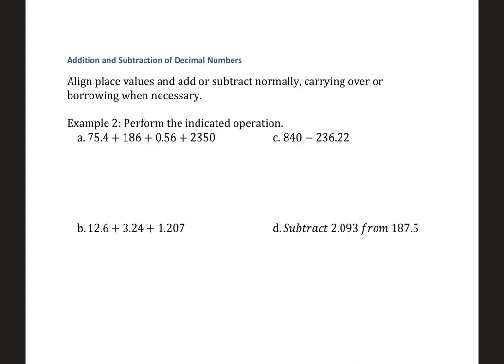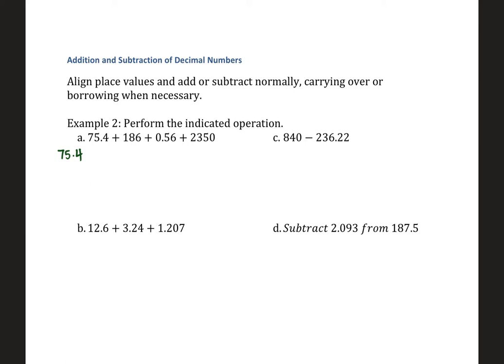As we go into addition and subtraction, you really only need to remember one thing, and that's just to align your decimal points. So we're aligning our place values by aligning our decimal points, and then adding or subtracting normally. In this first one, we're going to set it up, 75.4 plus 186. Since 186 has no decimal point, it's understood to be at the end of it. If it's a whole number, the decimal point's at the end.